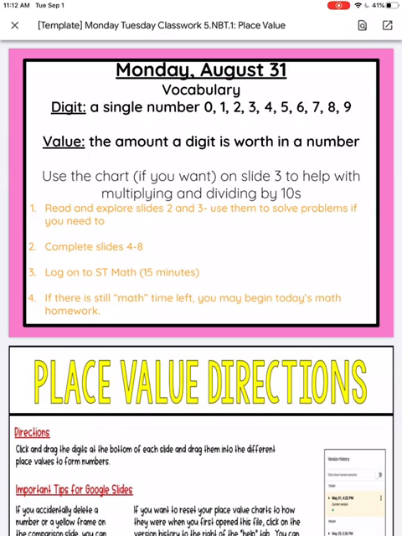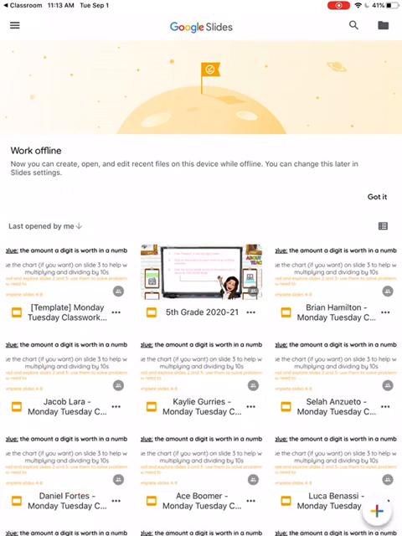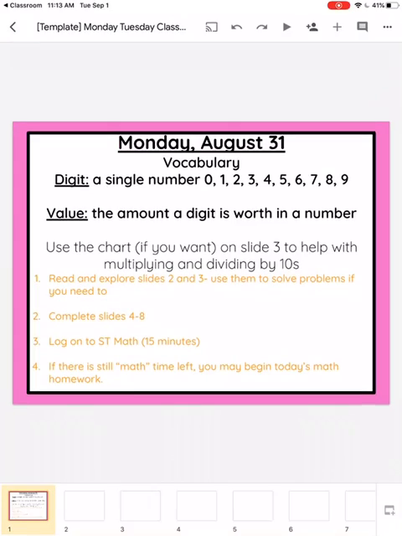Then you see template, Monday, Tuesday, classwork, 5.NBT.1, place value. Then you see a page with a magnifying glass, and then you see a square that has an arrow pointing out. Underneath of my battery, up in my top where you can see my Wi-Fi, you can see my Do Not Disturb is on. I want to click the square with the arrow pointing out of it underneath of my battery percentage. I'm clicking that now. Now it's opening up Google Slides.